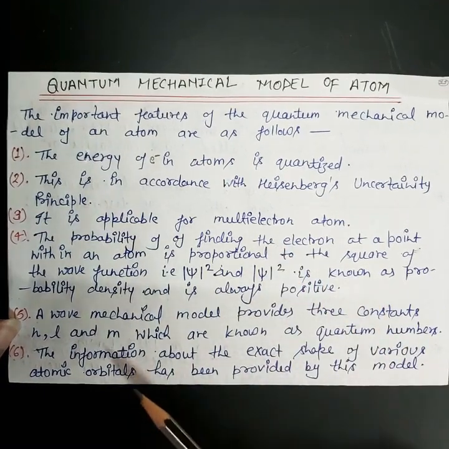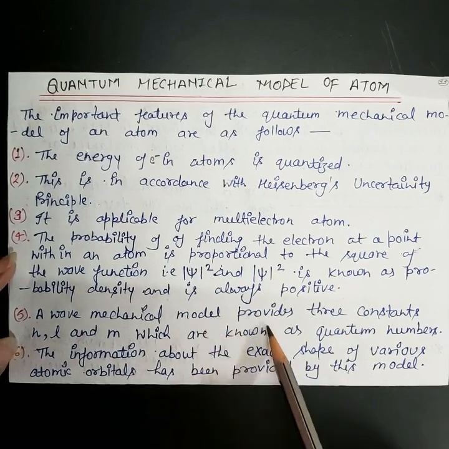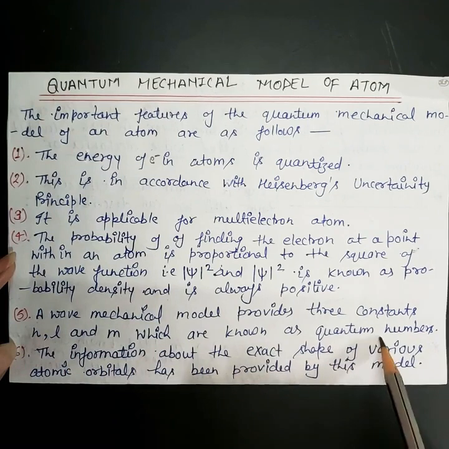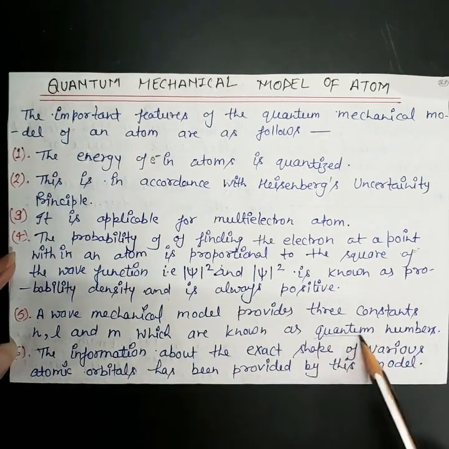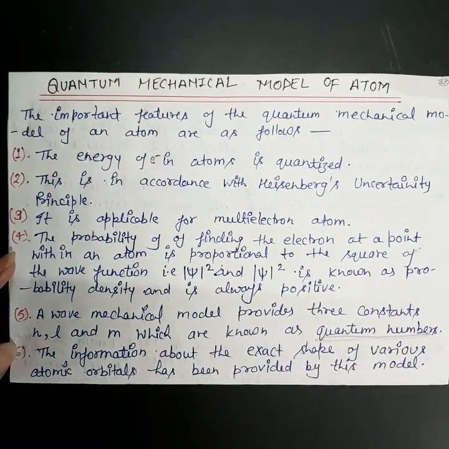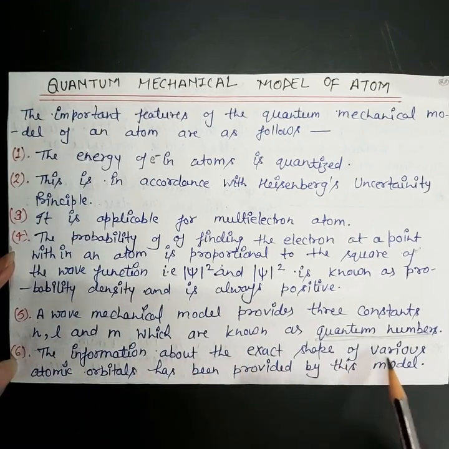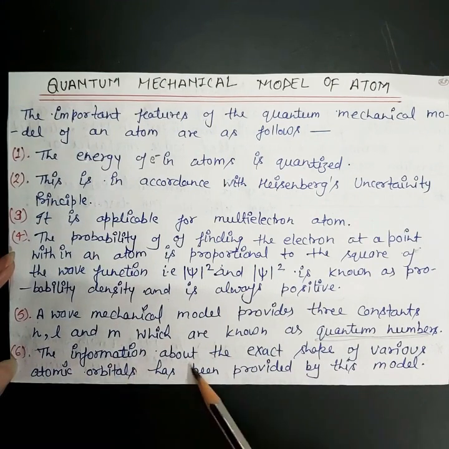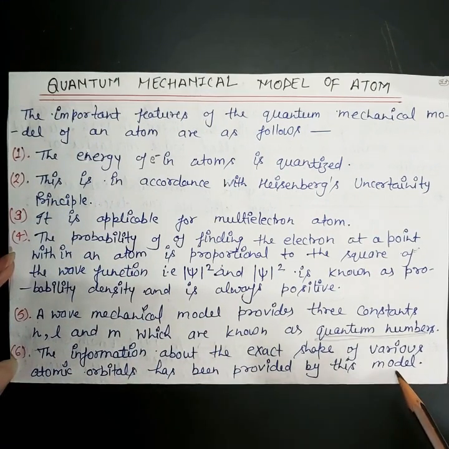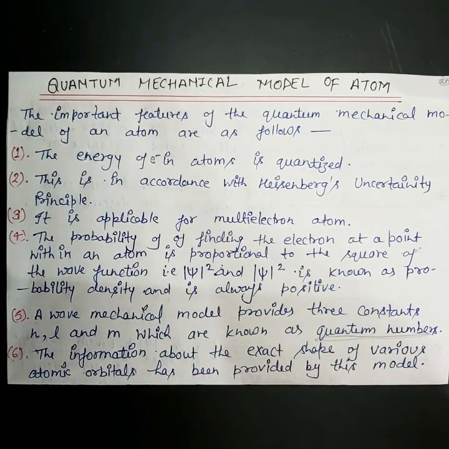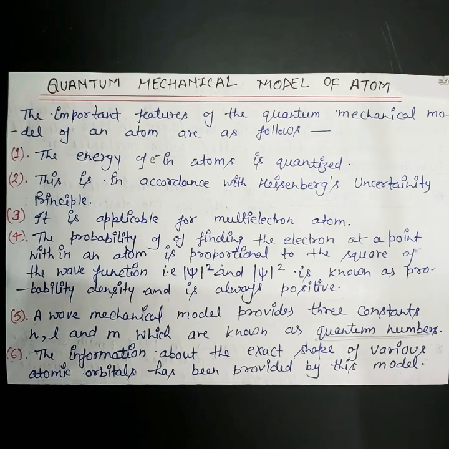Next, the wave mechanical model provides three constants n, l, m, which are known as quantum numbers. Quantum numbers we will discuss in detail in our next video. Next, the information about the exact shape of various atomic orbitals has been provided by this model, which was a limitation of Bohr's model. So these are the postulates of the quantum mechanical model of atom. I hope all is clear for you, and if you have any query, let me know.